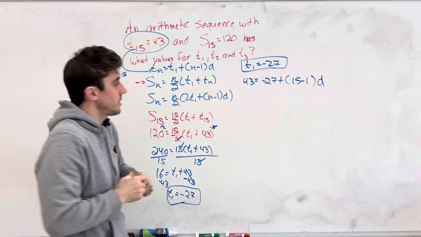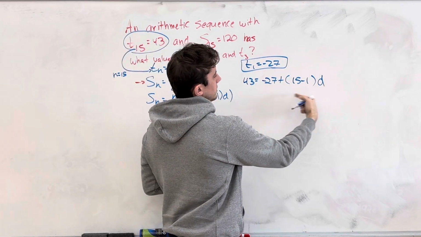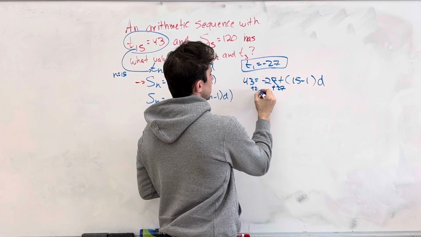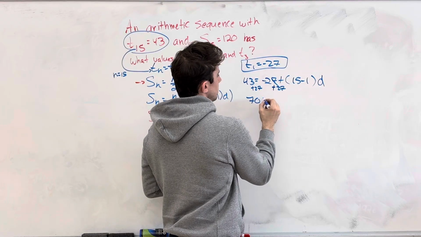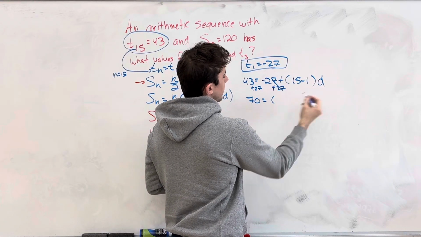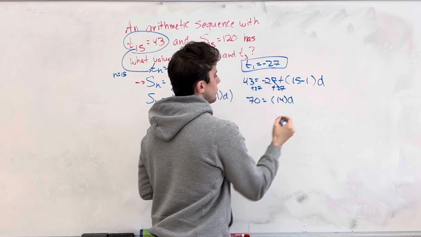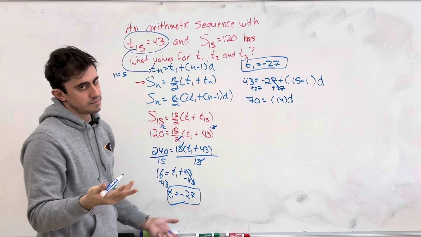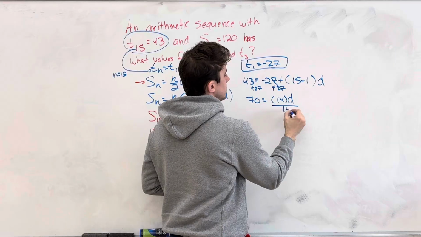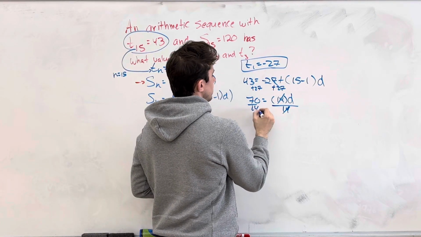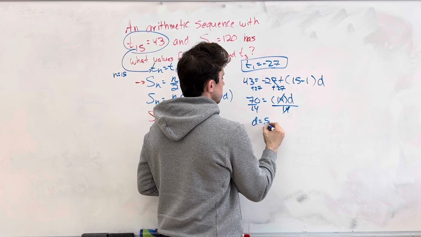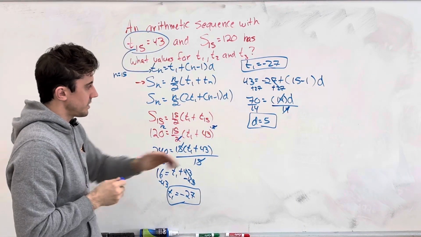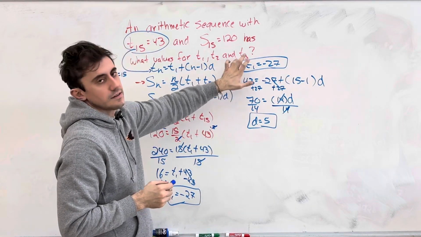And now we're back to good old algebra. So d is in this term. Let's get rid of the minus 27. Add 27 to both sides. Add 27, so 70 is equal to 15 minus 1 is 14, of course. And so we have 70 is equal to 14d. Divide by 14 on both sides to cancel out the 14. And we get a common difference, a d value of 5. And now, of course, we can apply that to T1 to get T2 and T3.